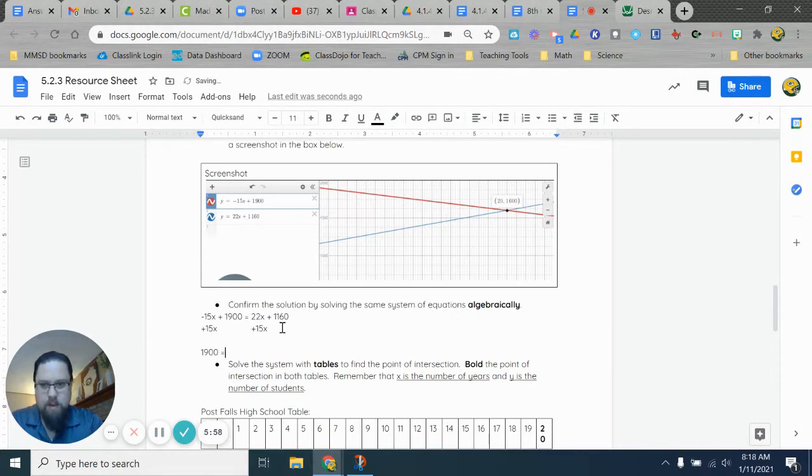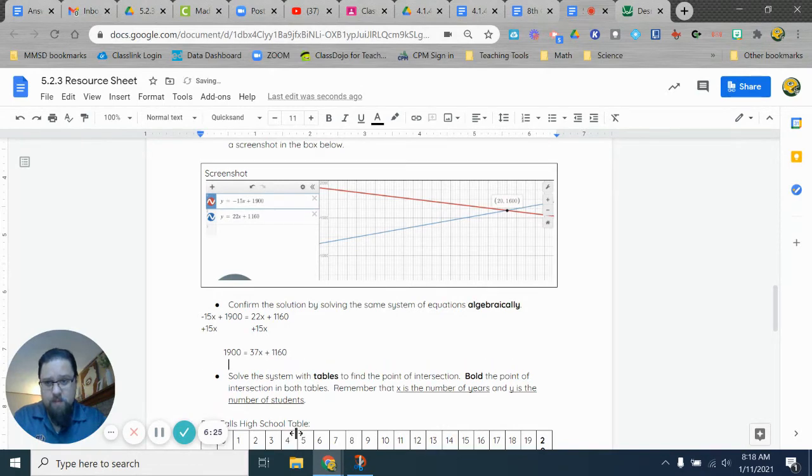1900 equals, okay, now you will have to add 22x plus 15x, you get 37x plus 1160. That was good because now we have x only on one side. That's nice. And now we need to get that 1160 out of the right side. So again, another zero pair, minus 1160 because it's the opposite. So you've got to do minus 1160 on both sides. Do it over here first.